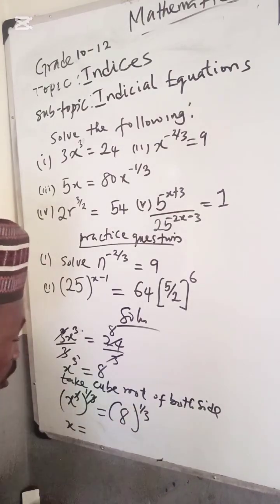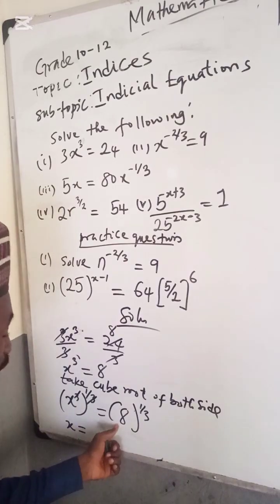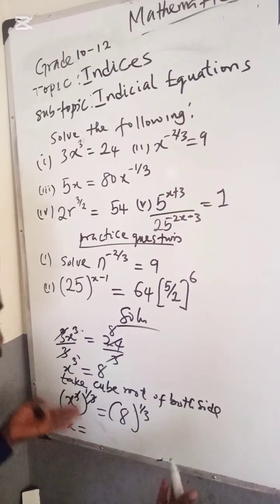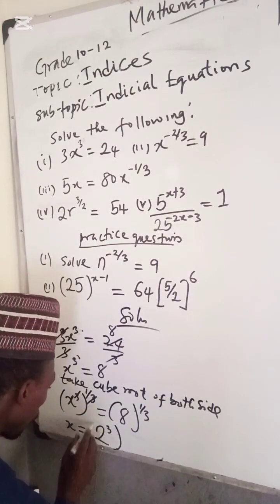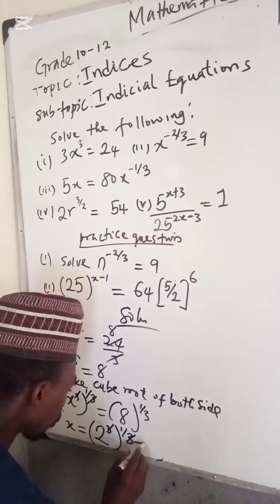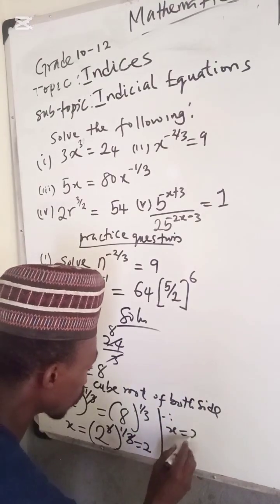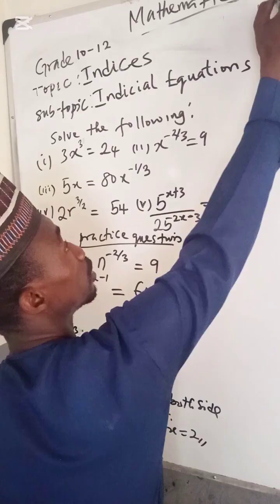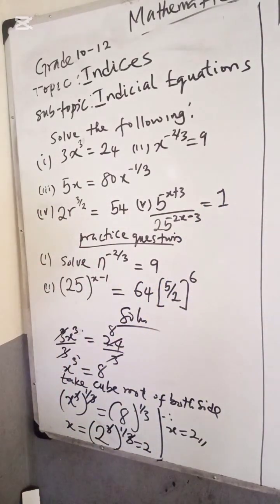Now, what do we do to cancel this 3 in 8? What are the possible divisors? A number that can divide 8 three times. I think we check 2. 2 can go. So we have 2 raised to power of 3, then raised to power 1 over 3. This, we cancel this. We are left with 2. Therefore, x is equal to 2. Now, let's check the second question, please.